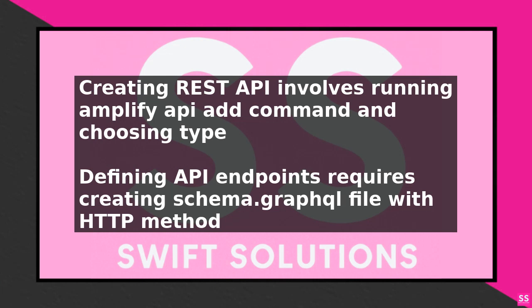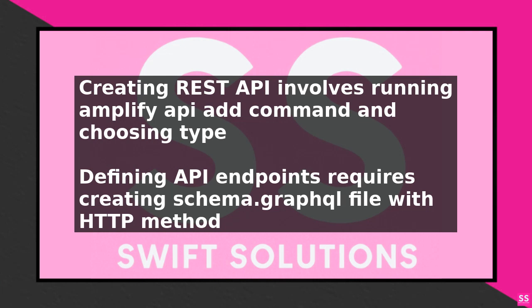Step 5: Deploying your API. To deploy your API, you need to run the Amplify push command. This will deploy your API to AWS and make it available for use. You can then test your API using a tool like Postman or curl.